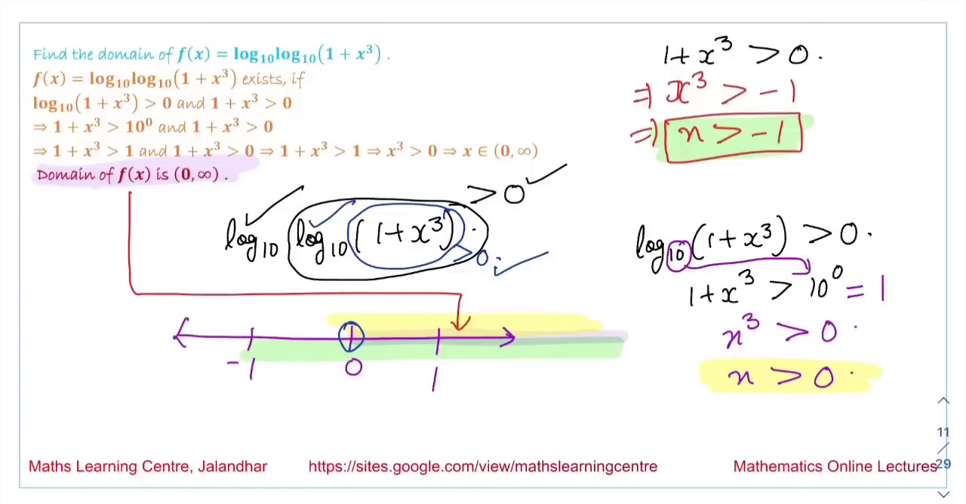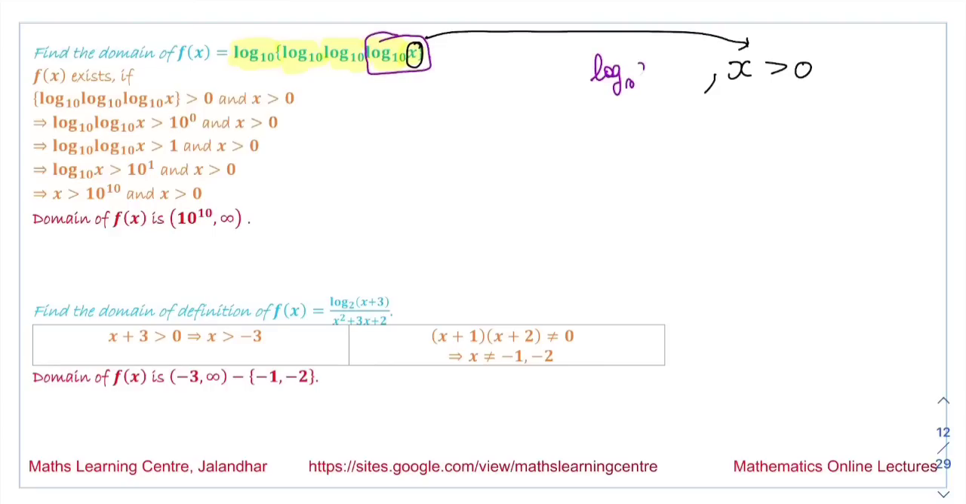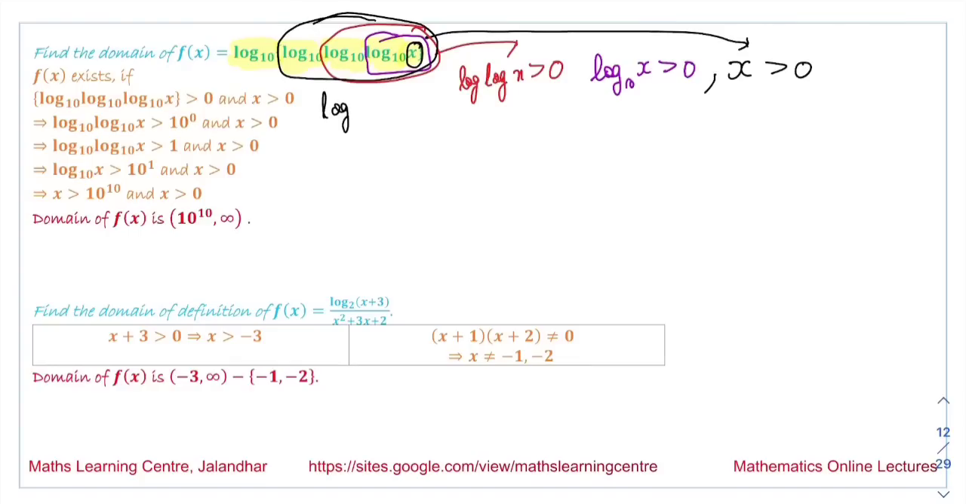Next we have: find the domain of f(x), where f(x) is equal to log 10, log 10, log 10, log 10 of x. Now the first condition we are getting is that x should be greater than 0. Next, log to the base 10 of x should be greater than 0. The next condition is that log of x should be greater than 0. And the next, log of x should be greater than 0.